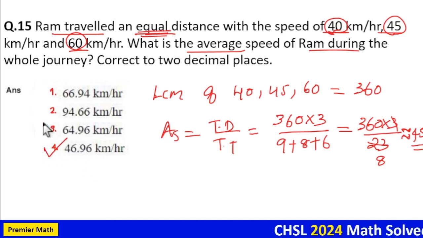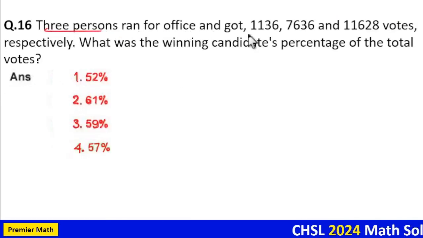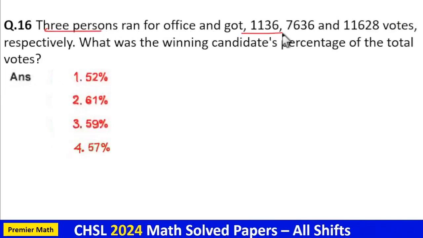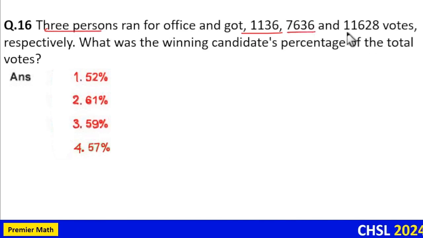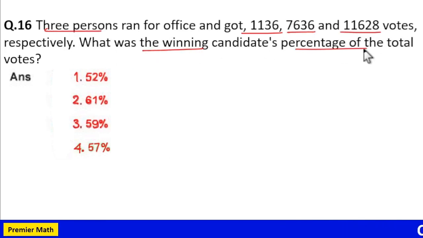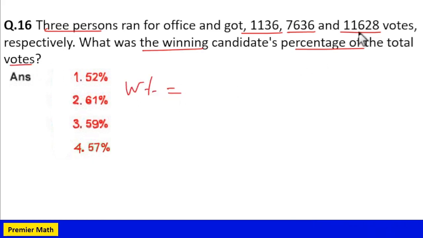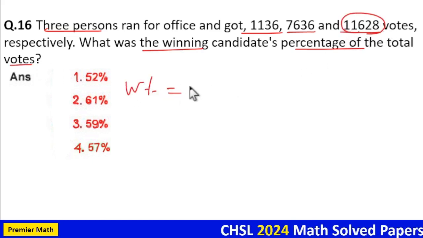Your answer is 46.96. 3 persons ran for office and got 1,136, 7,636 and 11,628 votes. What was the winning candidate's percentage of the total votes? Here the winning percentage is equal to the most votes received, which is 11,628.